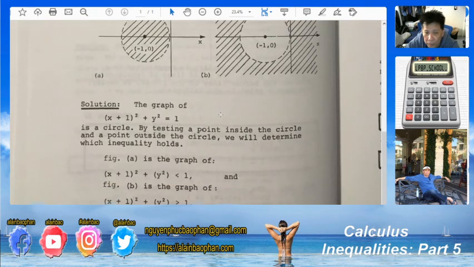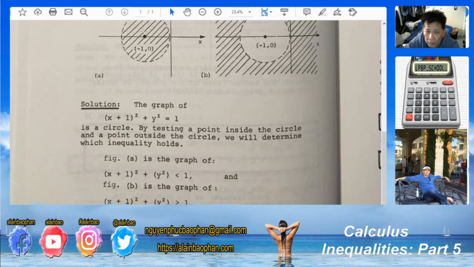You can see here the graph of (x+1)² + y² is a circle. By testing a point inside the circle and a point outside the circle, we will determine which inequality holds. So by testing the point inside the circle, we see whether it's less than 1 or not. And B is (x+1)² + y² less than 1.